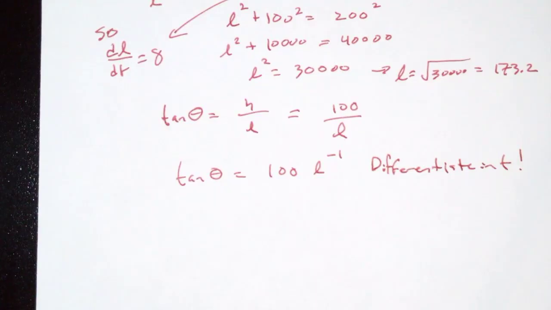What is the derivative of tangent of theta? I have to go back to my trig functions list, which is on our review sheet. It's on the formula sheet you're going to get. It's in chapter 3, section 4, section 3. I don't remember, but you can look that up. What is the derivative of tangent of theta?